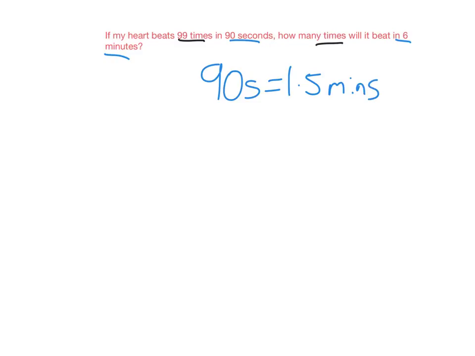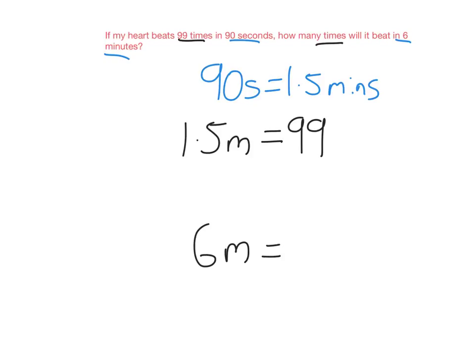So let's have a look at this example here. My heart beats 99 times in 90 seconds and I want to know how many times it will beat in 6 minutes. The problem here is, firstly I have times, how many times my heart will beat, that's no problem. But 90 seconds and 6 minutes are different units. So what we have to do is put them into the same units. Hopefully you know that 90 seconds equals 1.5 minutes. So what this is saying is, in 1.5 minutes, my heart beats 99 times. I want to know, in 6 minutes, how many times will it beat?